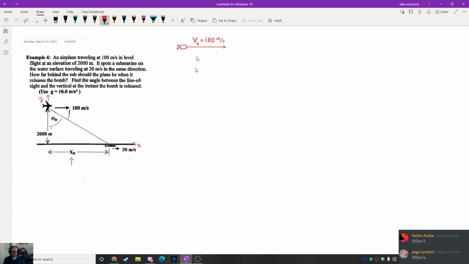But once we've released it, the bomb doesn't get to do anything. It basically is just going to undergo parabolic motion, and it's going to fall until it hits the water surface. So let's draw the water in here. It's eventually going to hit the surface right here. But we know some other things about this. We know that it starts 2,000 meters above the ground. So this distance is 2,000 meters, 2 kilometers.